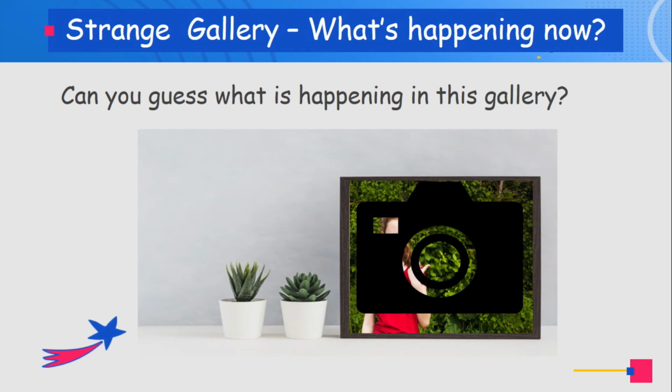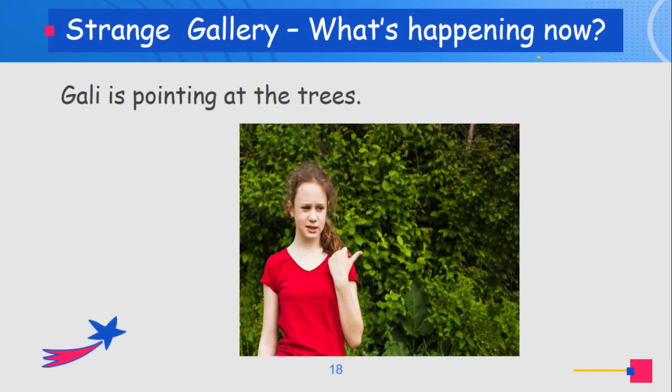Can you guess what is happening in this gallery? What do you think is happening with this little girl? Is she singing? Is she running? Is she jumping? No. The little girl, her name is Gully, and she's pointing at the trees. Those trees over there. I'm standing in front of them.